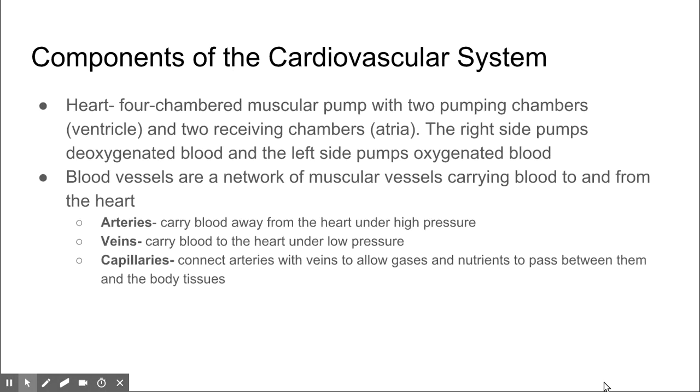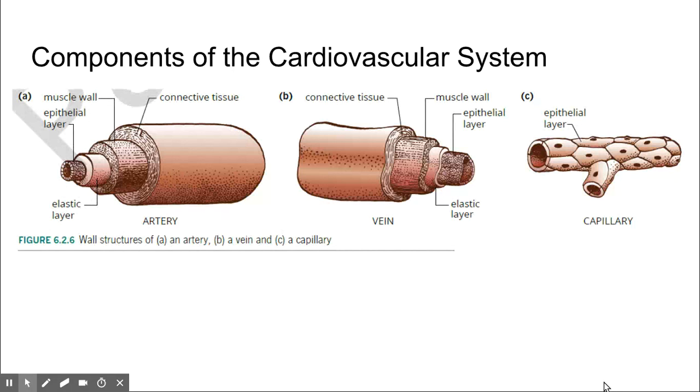Our arteries carry blood away from the heart and under high pressure. Our veins carry blood to the heart under quite a low pressure. And our capillaries are the connection between our arteries and veins. Their thin structure allows gases and nutrients to pass between the capillaries and the body tissues.